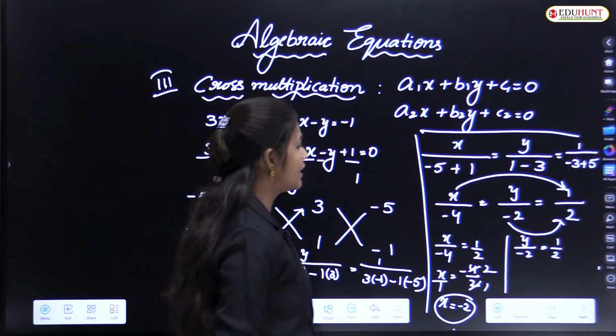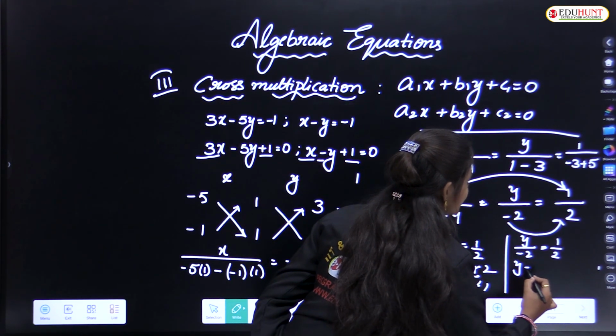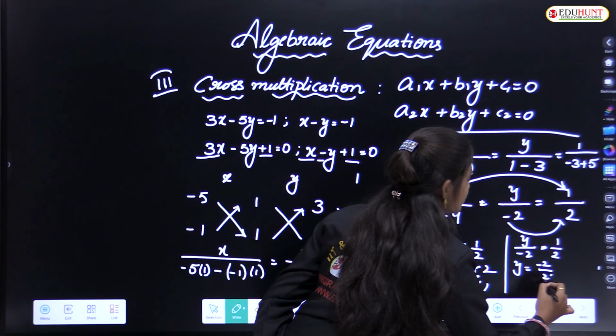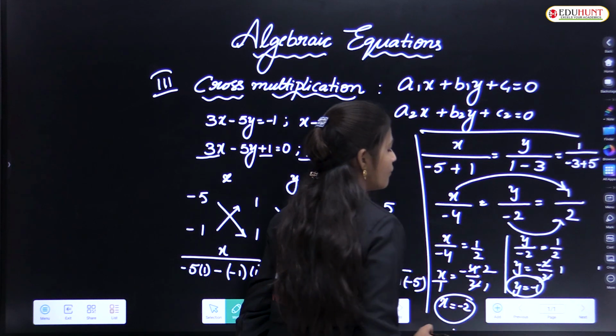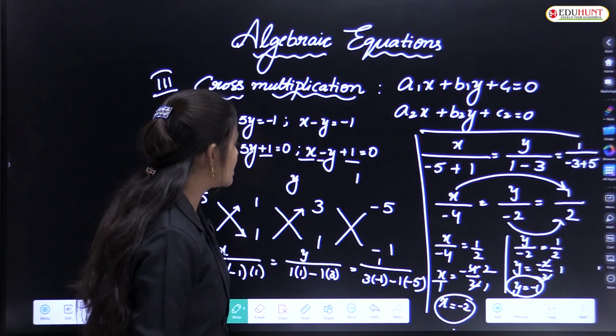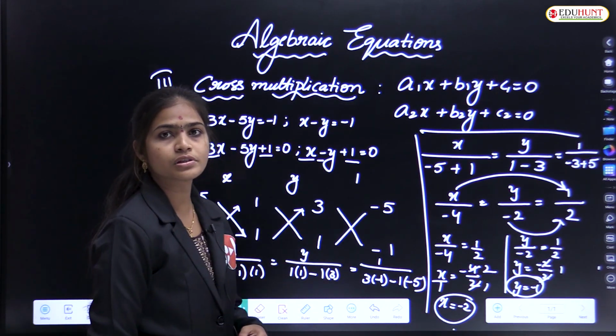Clear? Next, y is equal to minus 2 by 2. So it cancels one time here. So y is equal to minus 1. y is equal to minus 1. So did we get the same values here or not?